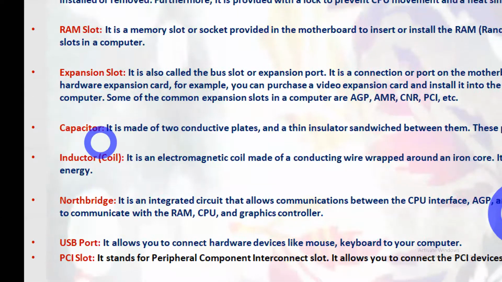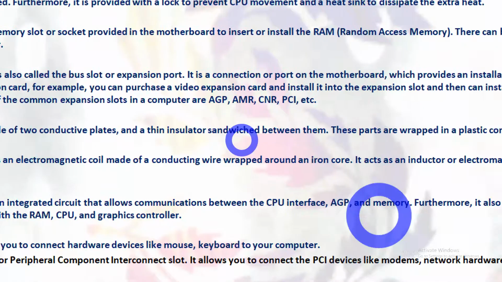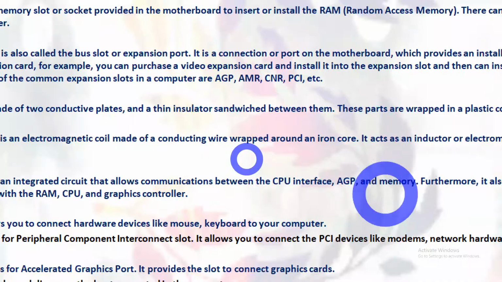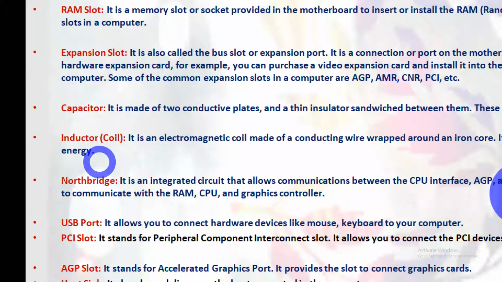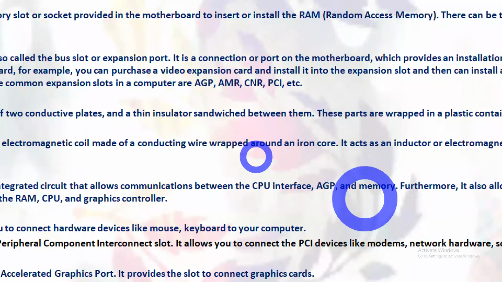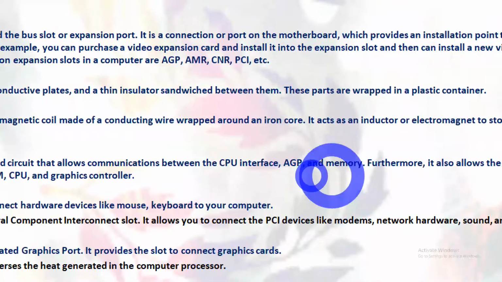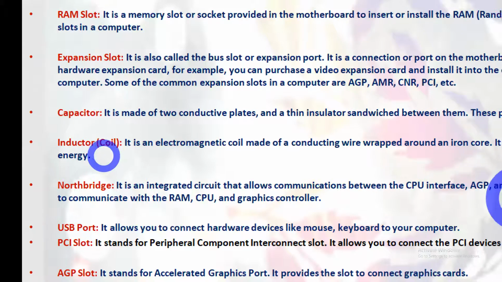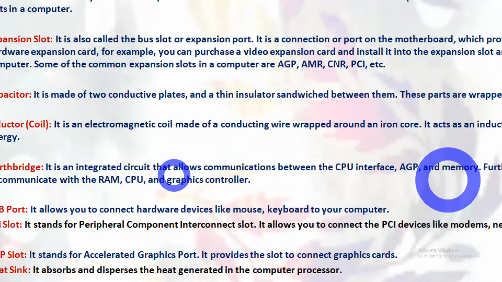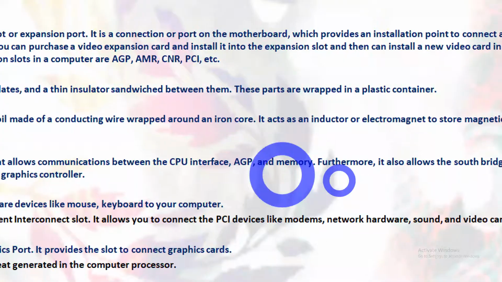Capacitors are made up of two conductive plates and a thin insulator sandwiched between them. These parts are wrapped in a plastic container. An inductor coil is an electromagnetic coil made of a conducting wire wrapped around an iron core. It acts as an inductor or electromagnet to store magnetic energy. Like the north bridge, it is an integrated circuit that allows communication between the CPU interface, AGP, and memory.